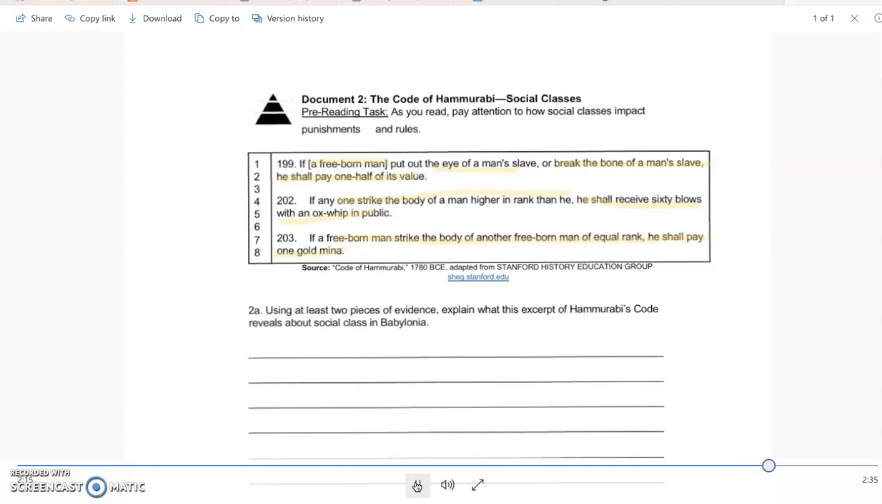Now let's look at what the question is asking us. Using at least 2 pieces of evidence, explain what this excerpt of Hammurabi's Code reveals about social class in Babylonia. So how is social class important? What do these rules show about social class?